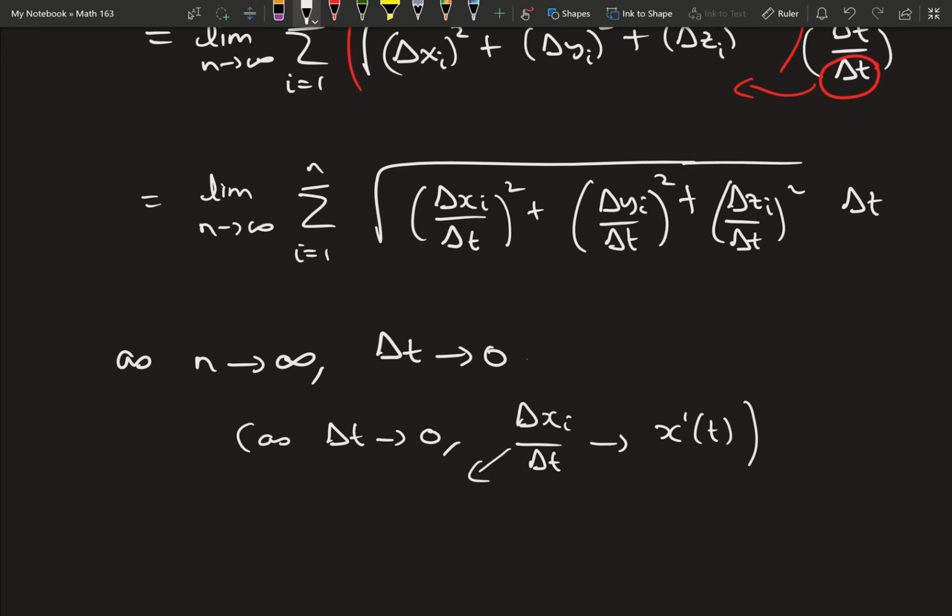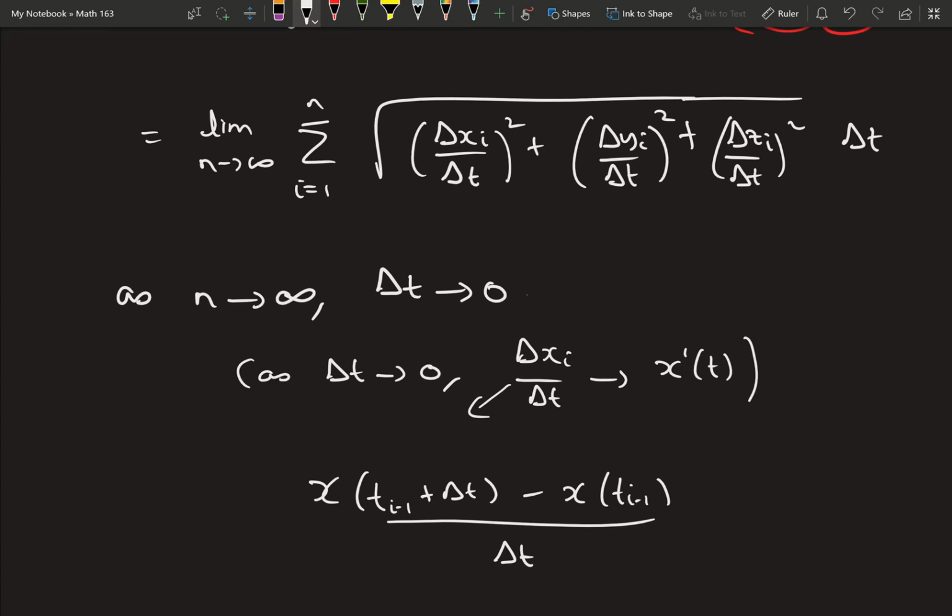derivative, right? Because this is just x sub i of ti minus 1 plus delta t minus, sorry, no, we don't need the subscript here, x of ti minus 1, divided by delta t. And this is exactly converging to x prime of ti minus 1. Okay, so this converges to, in general though, we can just simply write it as x prime of t.